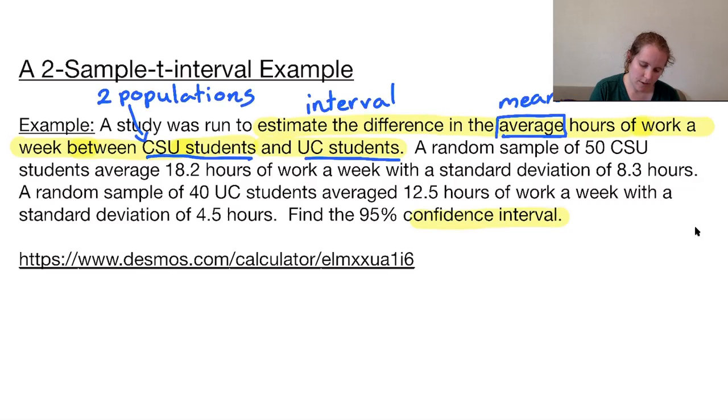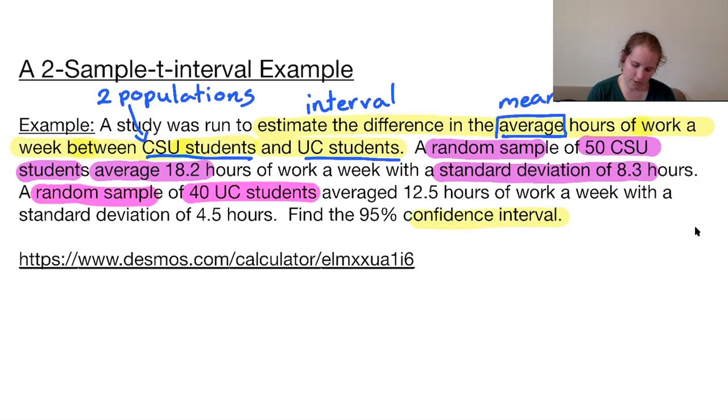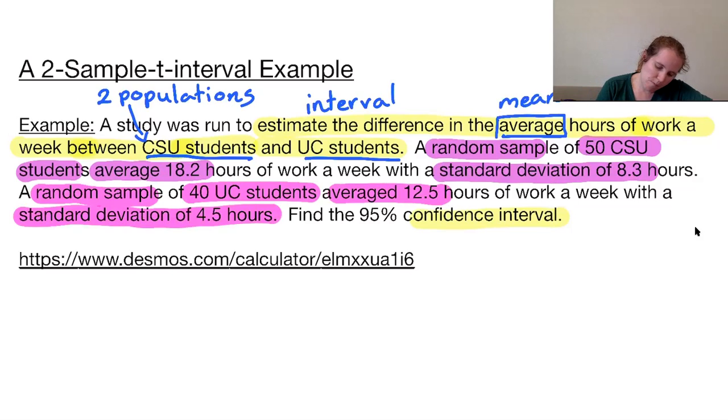In addition to this, we have a random sample of 50 CSU students with an average of 18.2 hours of work and standard deviation of 8.3 hours. And then we have another random sample of 40 UC students, average 12.5, standard deviation of 4.5. So the sentence highlighted in purple is one sample. The sentence highlighted in pink, we're looking at another sample. And then the confidence level we're looking at is 95%.